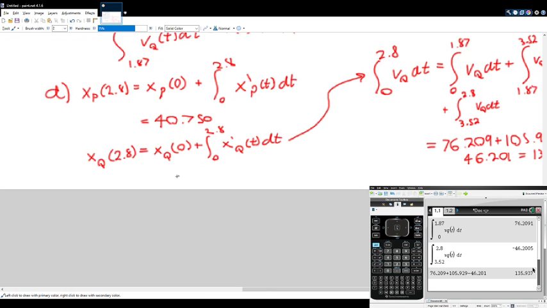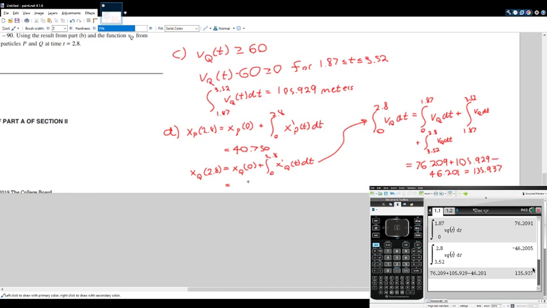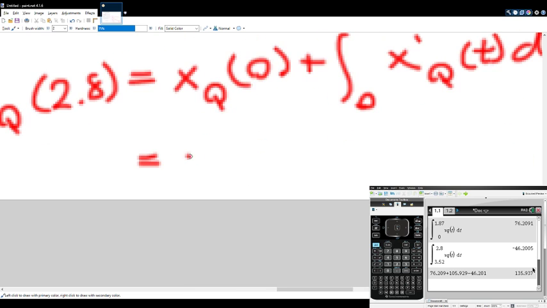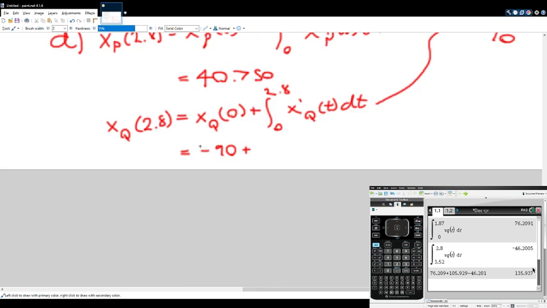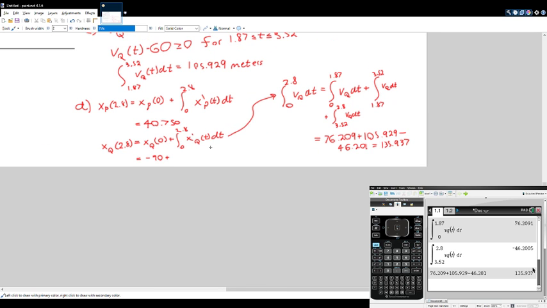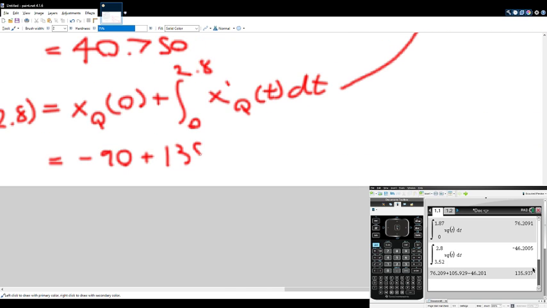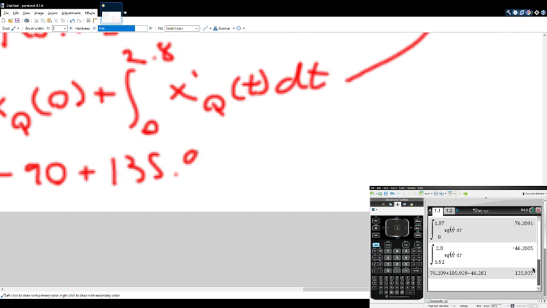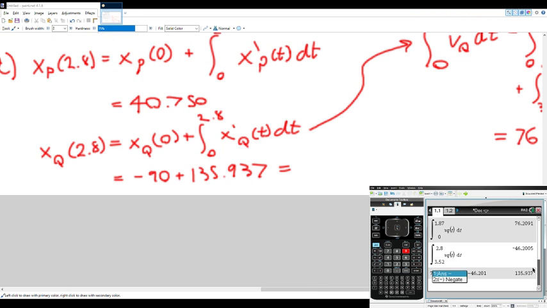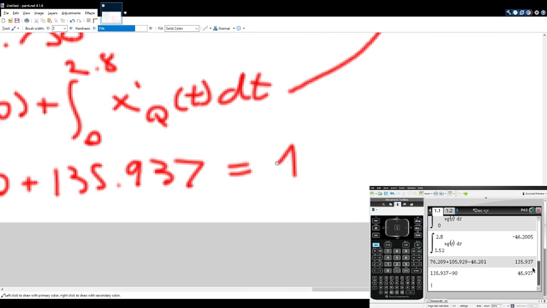And that means, well, it gives you that x at time equals 0 is negative 90 plus this value of the integral, which we calculated to be 135.937, and this is 45.937.